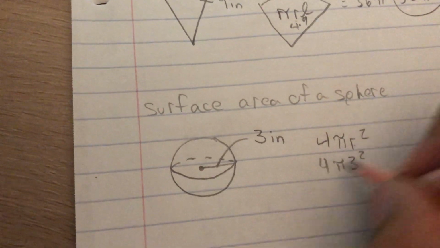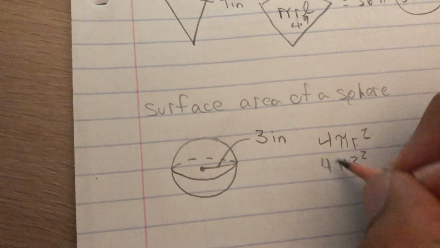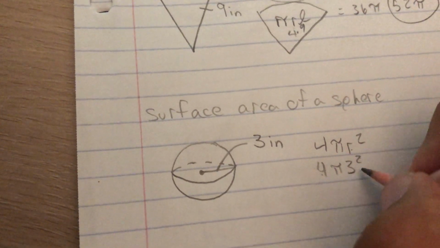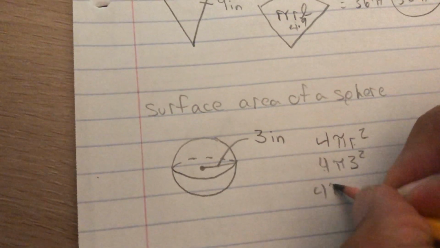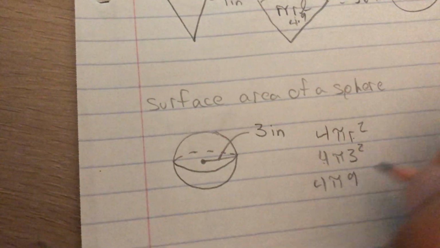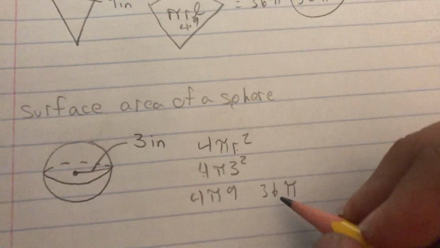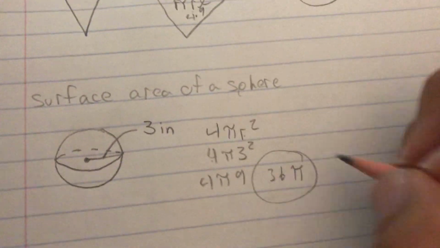Now with multiplying, you can multiply in any order you want. So again, I'm going to ignore the pi. 4 times whatever 3 squared is. 3 squared is 9. So that's going to be 4 pi 9. So 4 times 9 is 36. So I have 36 pi. Again, this is in terms of pi. That'll be the final answer.